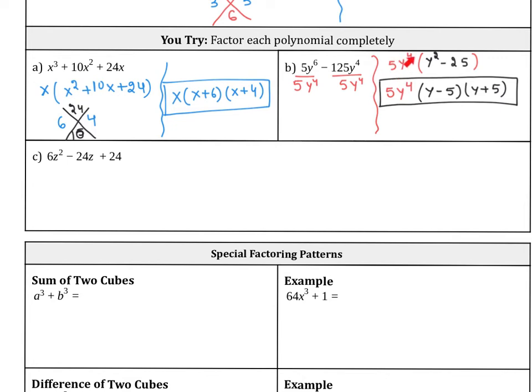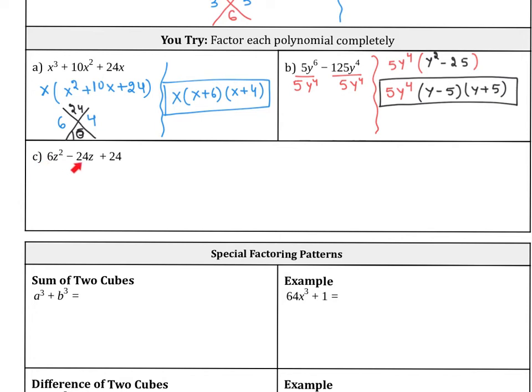This expression 5y to the 4 remains as it is. And here you're going to apply a squared minus b squared, so that's going to be a minus b times a plus b. So this is going to be your complete factorization of the polynomial 5y to the 6 minus 125y to the 4. Next is 6z squared minus 24z plus 24.